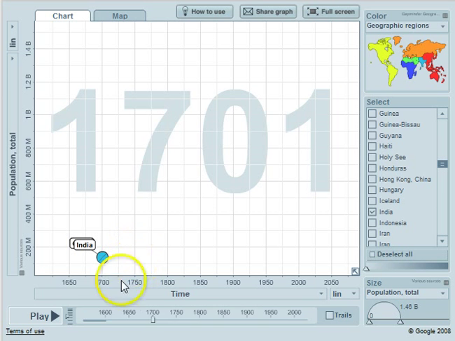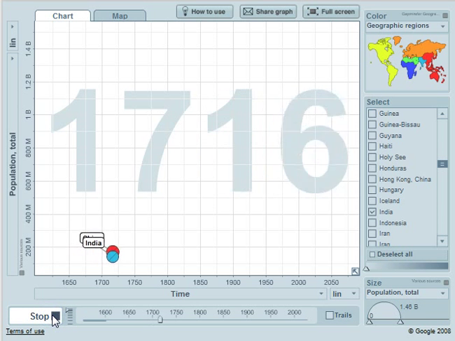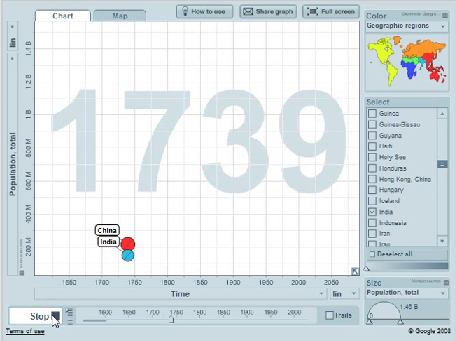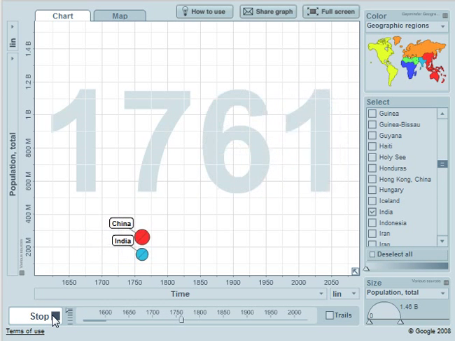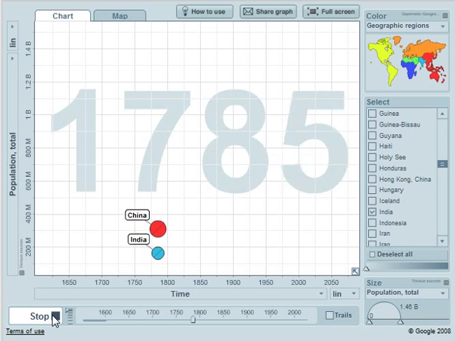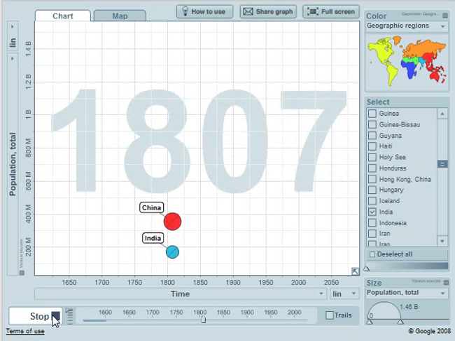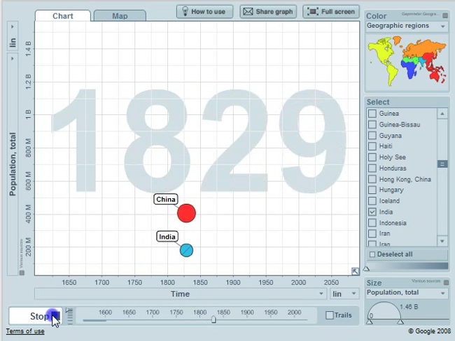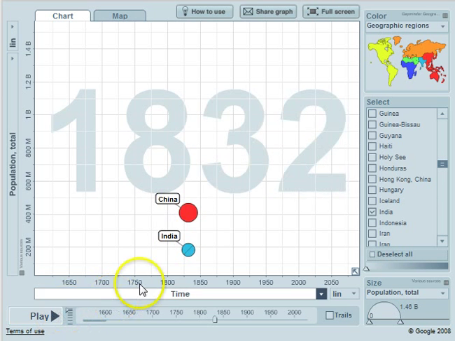What I'm going to do is start this process, and we're going to see China growing faster than India. I'm going to stop it around 1840, and I'll tell you why in a second. So let's start this, and you can see China pulling away from India. They're growing faster, and around 1830, I'm going to stop it. We get to right about here. Now, the reason why I stop at 1830 is because, take a look.